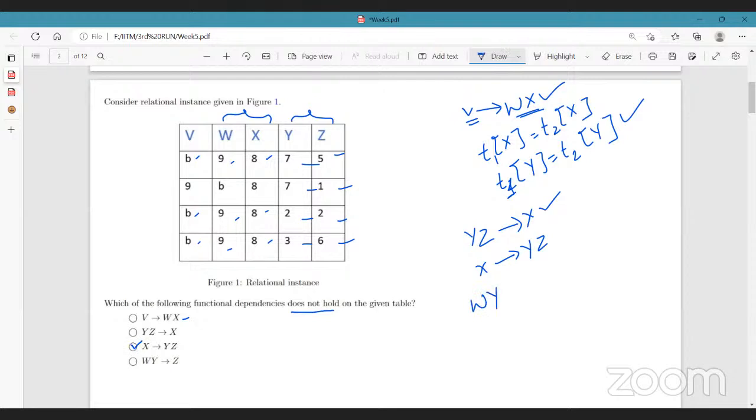Okay, so we'll check for the last option, that is WY determines Z. Anyone would like to volunteer? It does. Yes, ma'am, it does. Okay, that's correct. Can anybody explain why? Ma'am, there are no repeating values in WY, so eventually it has to be. Yes, that's right. All the values, all the tuples on the left-hand side are unique, right? Okay, so anybody any doubt in functional dependency?